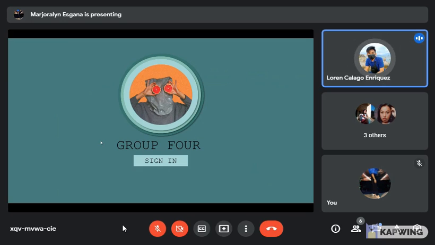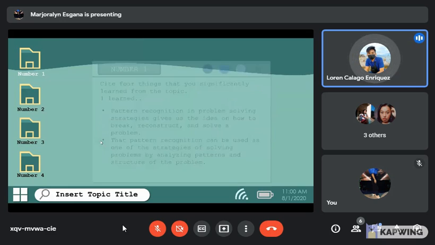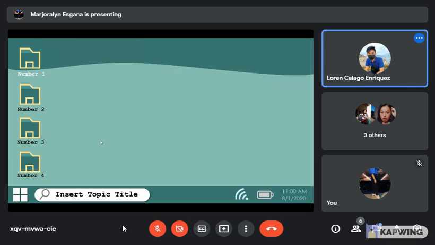We are here to discuss and present our answer from the given question. So, these are the members of Group 4: Miss Rodelyn Delos Santos, Lauren Enriquez, Miss Marjoraline Esgana, Miss Christine Joy Forones. And our topic is problem-solving strategies, and its subtopic is pattern recognition.